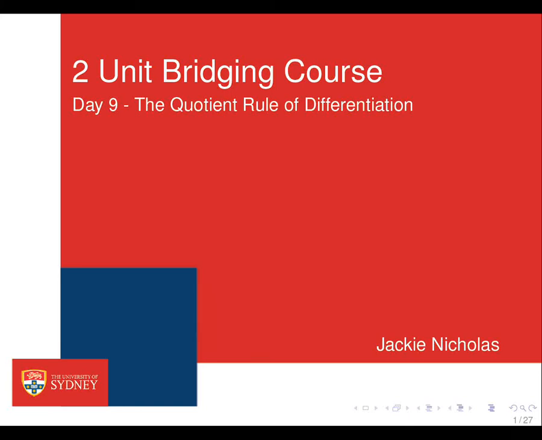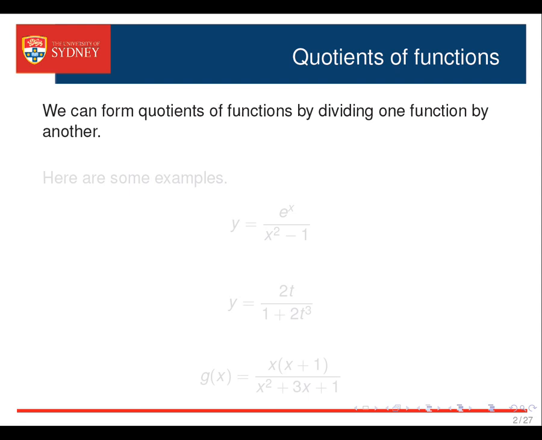Welcome back. In this module, we're going to learn how to differentiate the quotient of two functions using something called the quotient rule. In earlier modules, we looked at how it was possible, through the operations of composition and multiplication, to form a new function from two existing ones. Another method is to simply divide one function by the other, to form what is known as a quotient function.